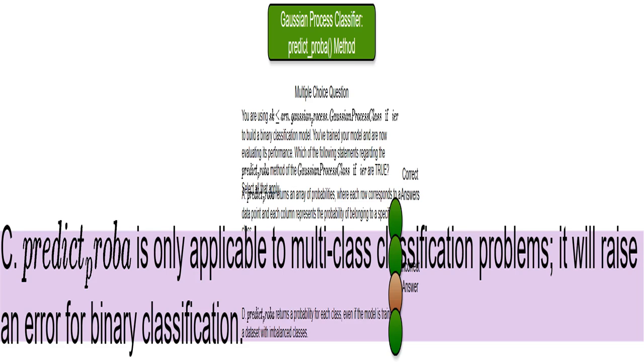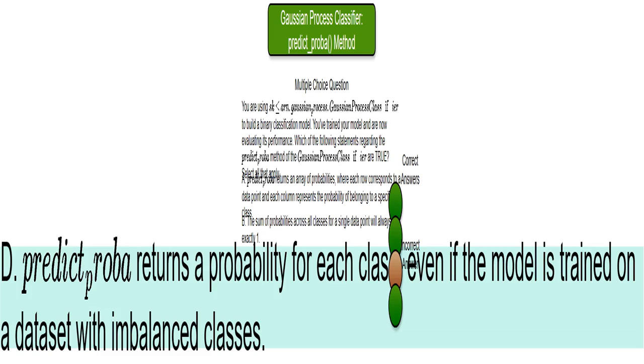It adapts its output to the number of classes. This is correct, even if your training data has an unequal number of samples in each class, an imbalanced dataset. predict_proba still returns a probability for every class for each data point. The probabilities might be biased because of the imbalance, but it will still provide estimates for every class.